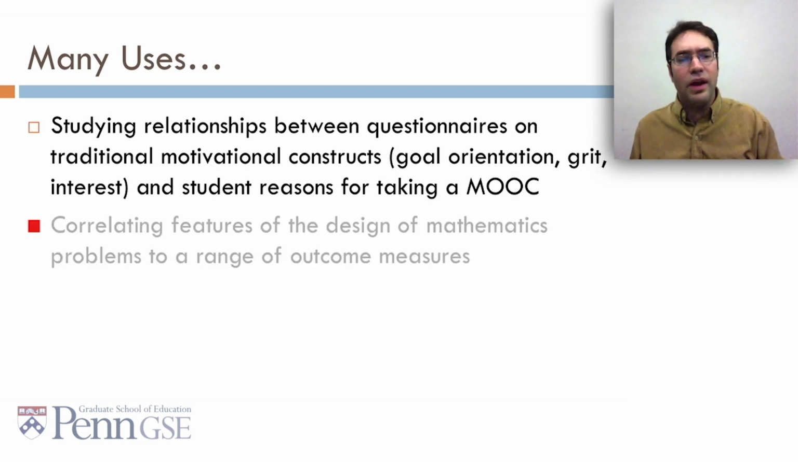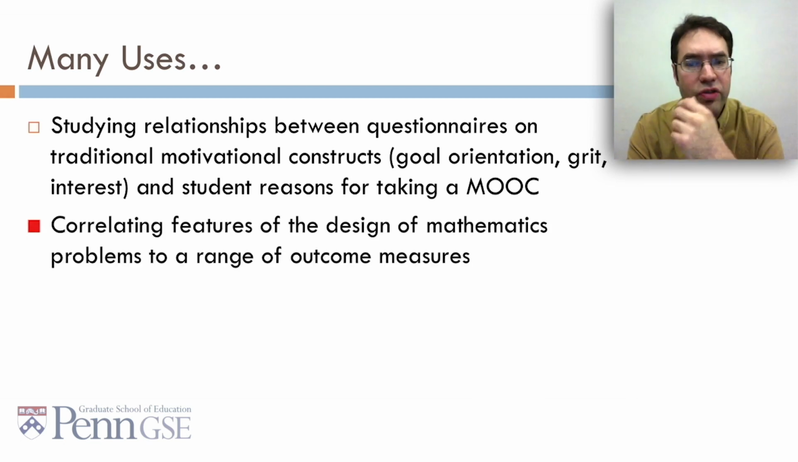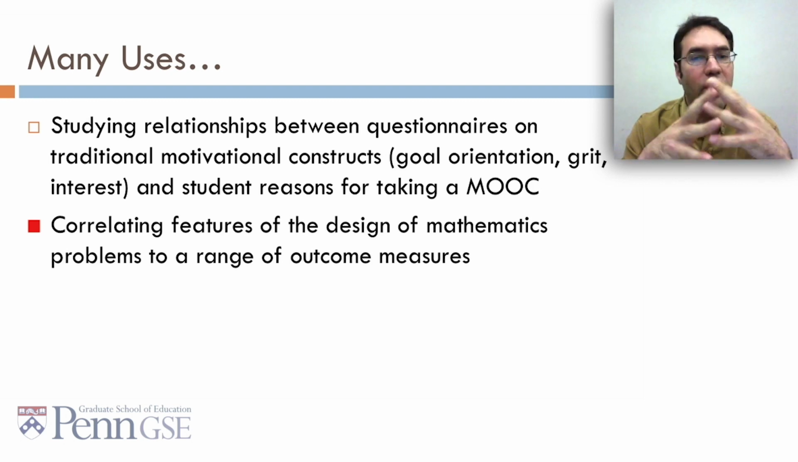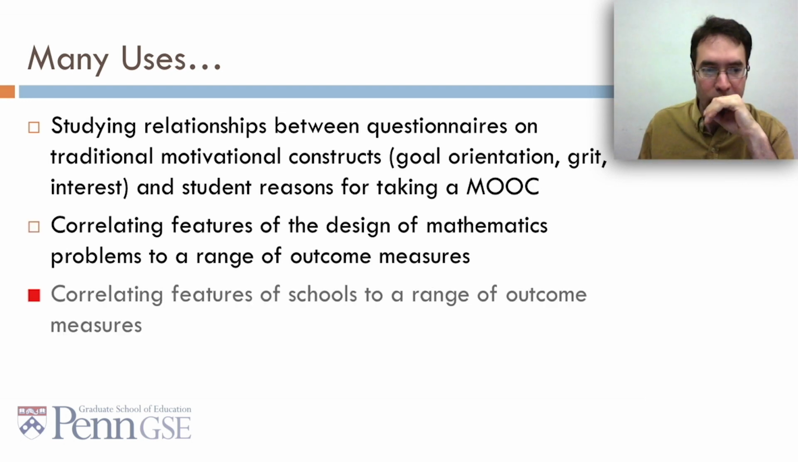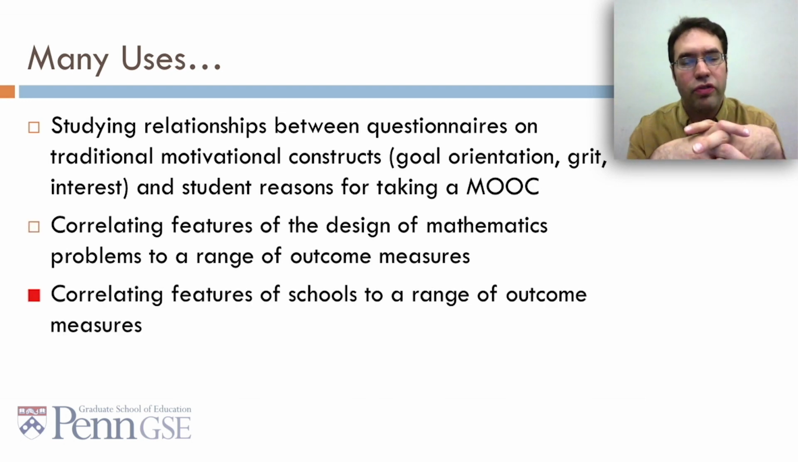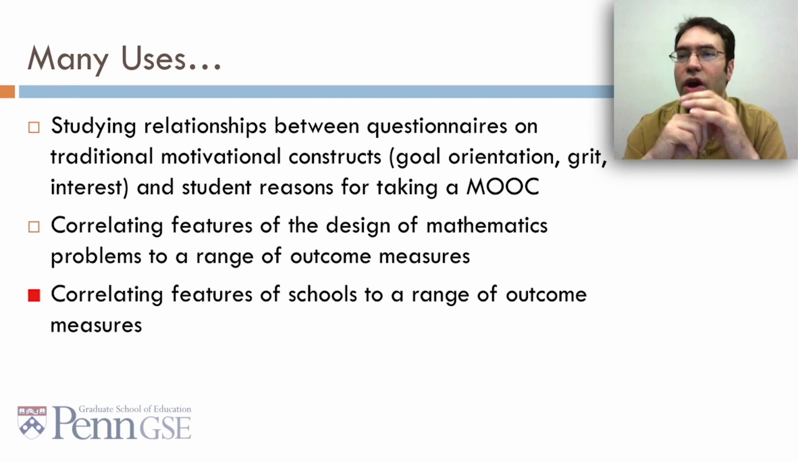Oh well. Second one is correlating the features of the design of mathematics problems to a range of outcome measures. And actually, my research group has done some work in this area. The third one might be correlating features of schools to a range of outcome measures. What are the aspects of the good schools?